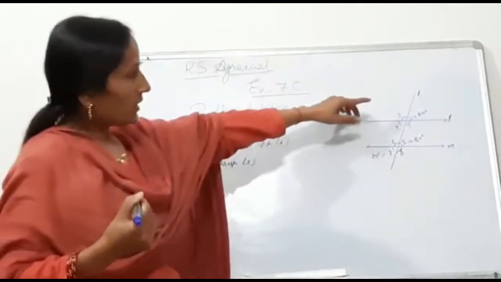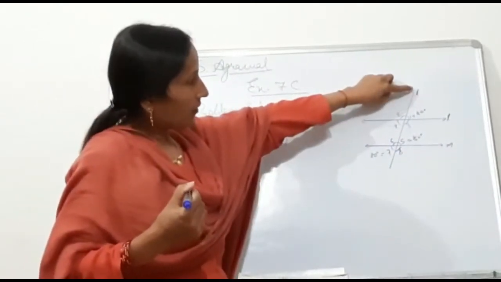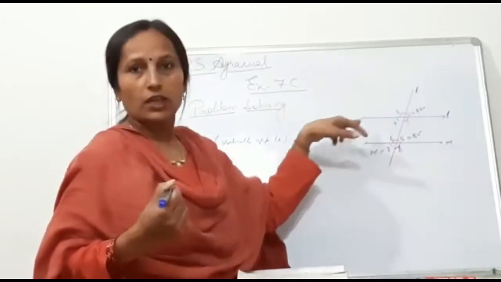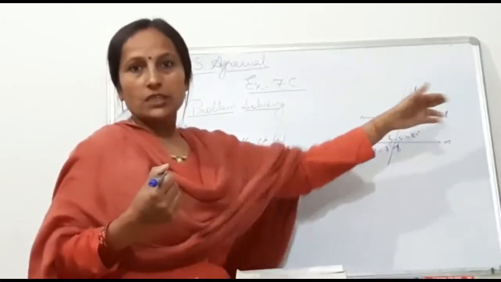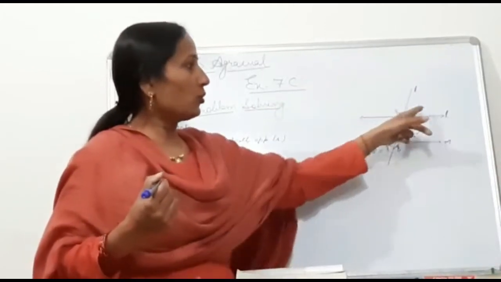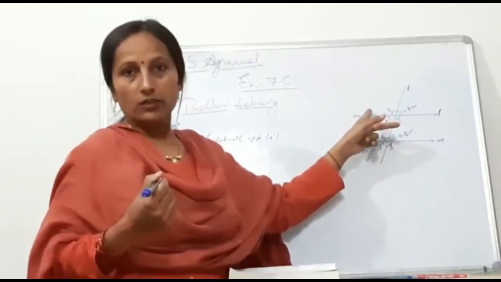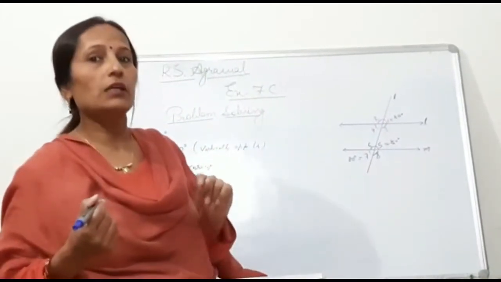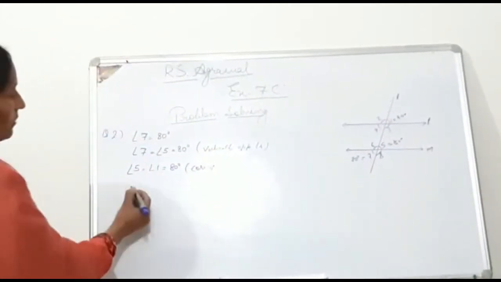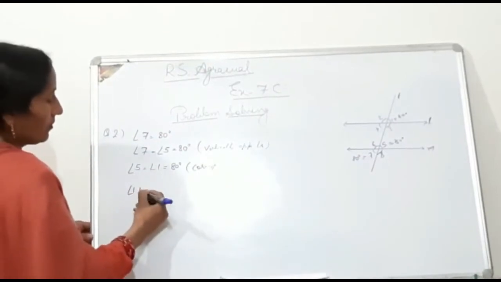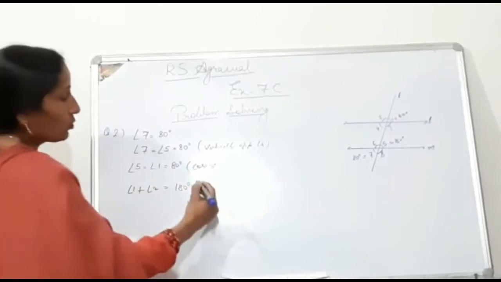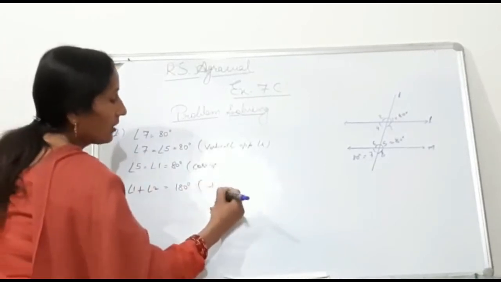Now you can see that this is a line T. This is a ray T which is cutting the line, which is standing on the line L. There is a line which is standing on the line L forming two adjacent angles, angle 1 and angle 2. Angle 1 and angle 2 both are adjacent angles, so the sum of both the angles will be 180 degrees. So angle 1 plus angle 2 is equal to 180 degrees as both are adjacent angles.